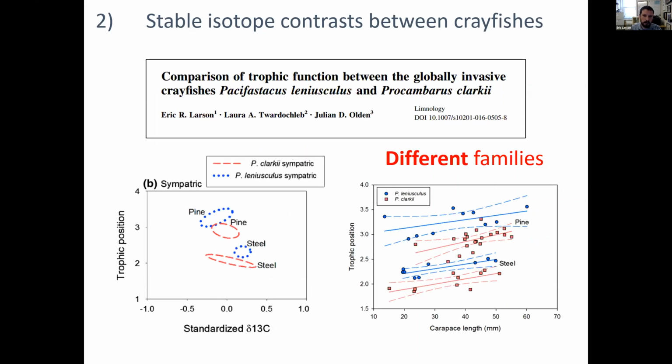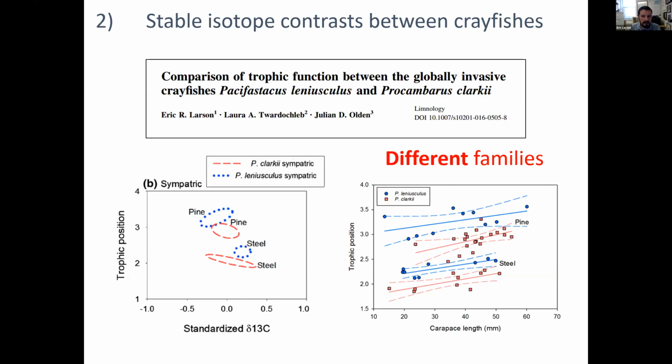In this case, we found that signal crayfish were reliably higher in trophic position than red swamp crayfish, and that was ultimately true if they were in sympatry or allopatry, and it was supported by mesocosm work we did feeding these crayfish snails, Chinese mystery snails as well. And what I would kind of flag here is that these crayfish are in different families. Signal crayfish are in the family Astacidae, and red swamp crayfish are in the family Cambaridae.